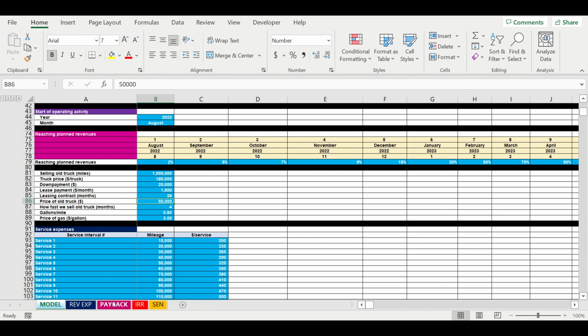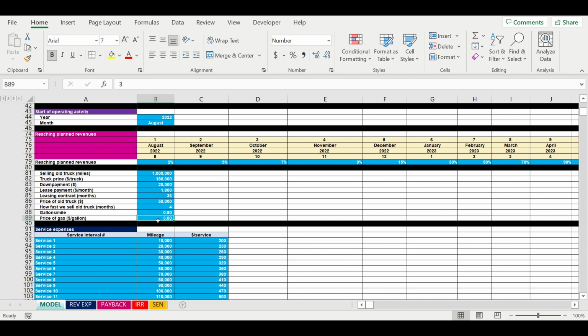So in this moment, for example, when we buy a new truck, we will later sell an old one. So we also have to specify the price for an old truck that we sell when we sell it. Then we specify the amount of months during which we will be able to sell an old truck. Then we specify the consumption of gasoline, how many gallons per mile we have at our truck. Then we specify the price of gasoline per gallon.